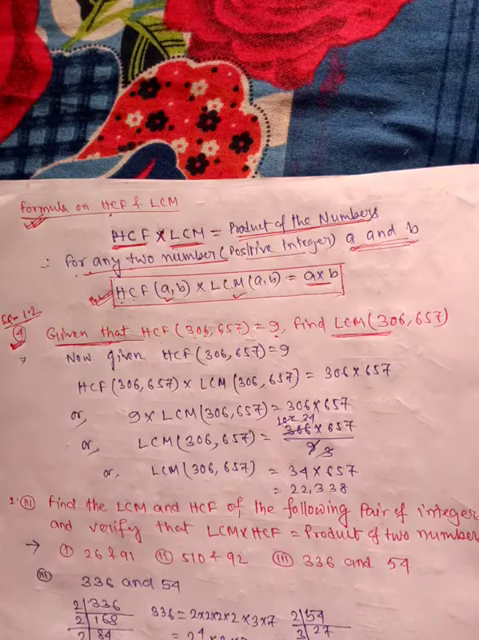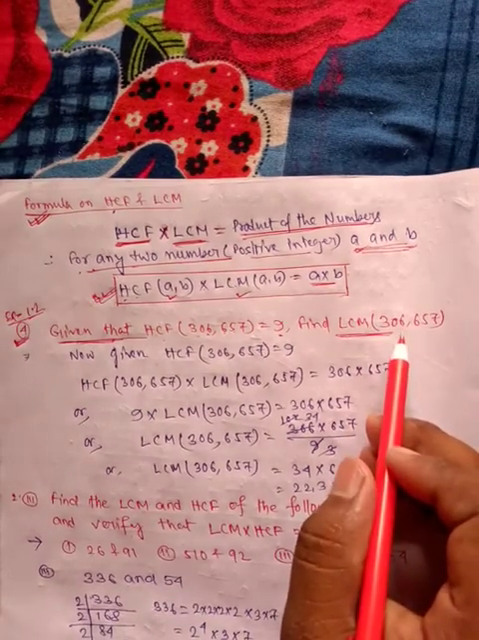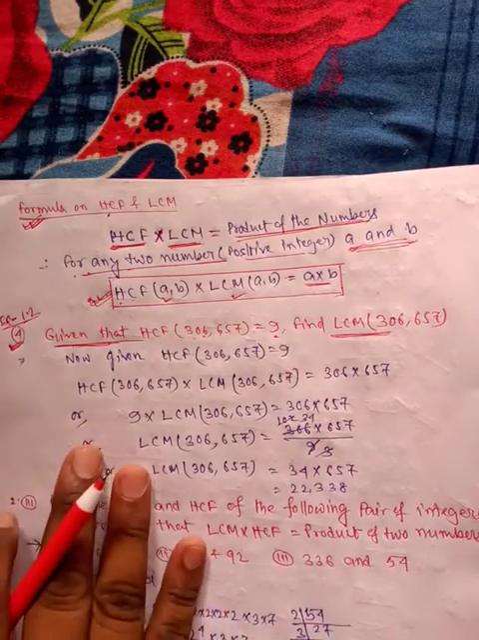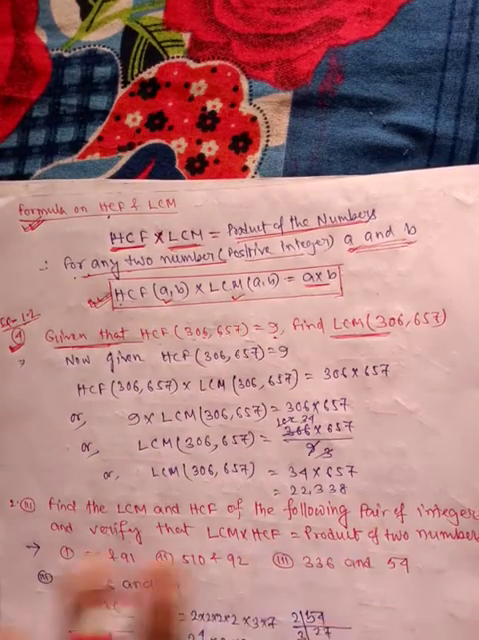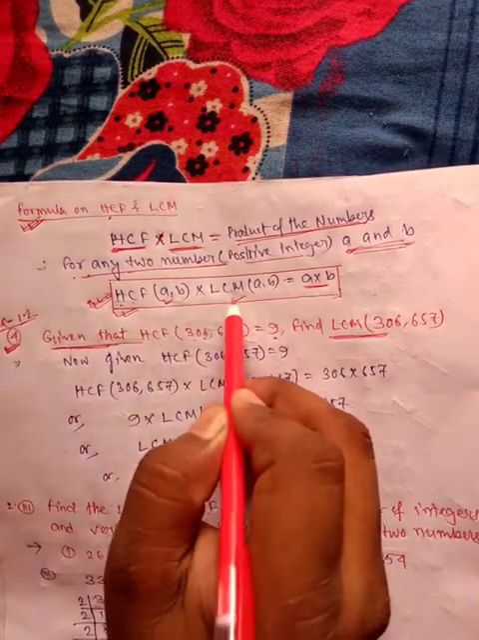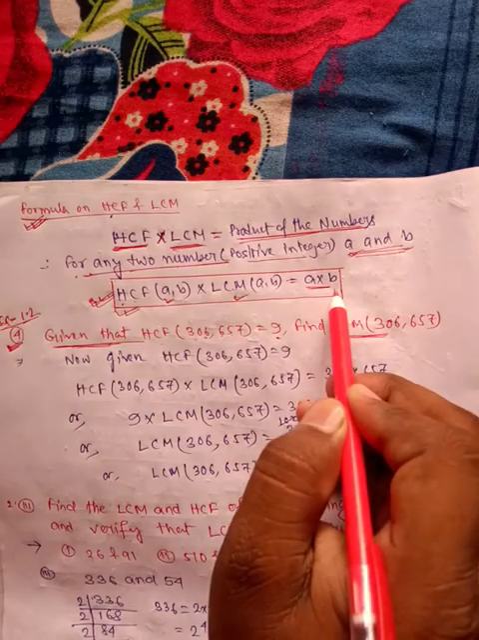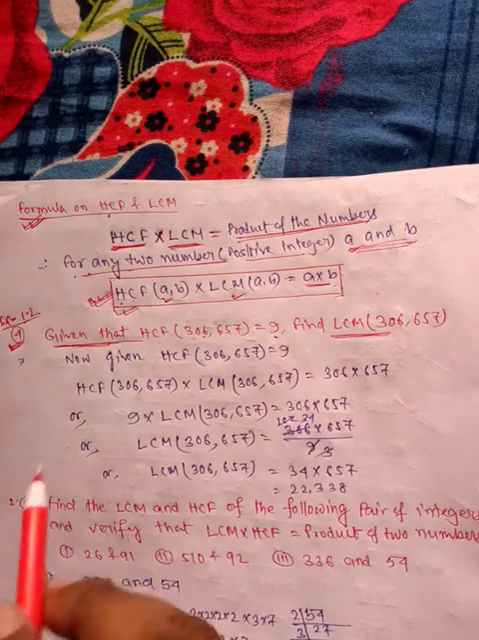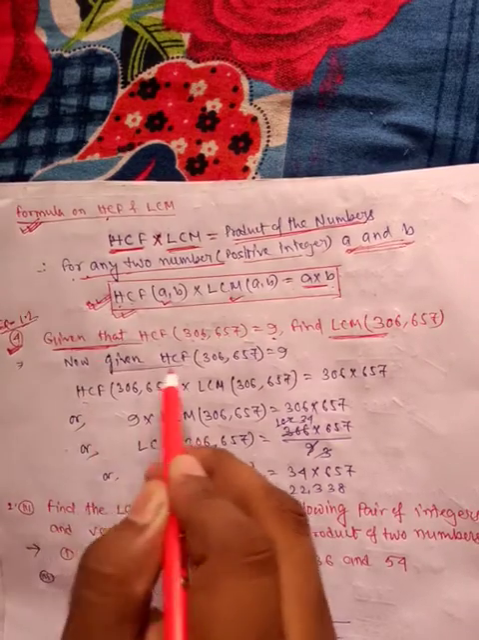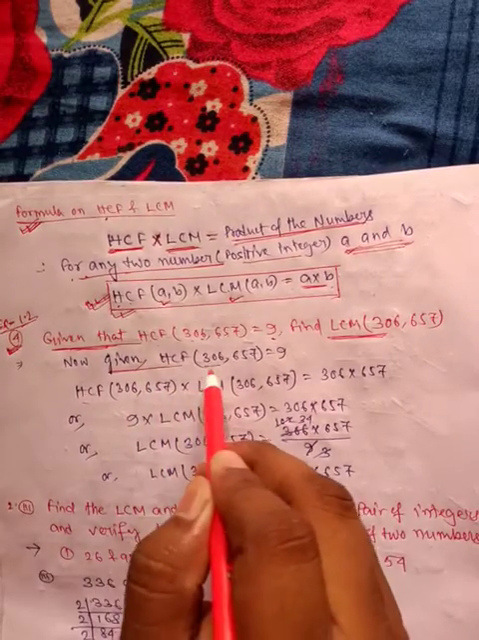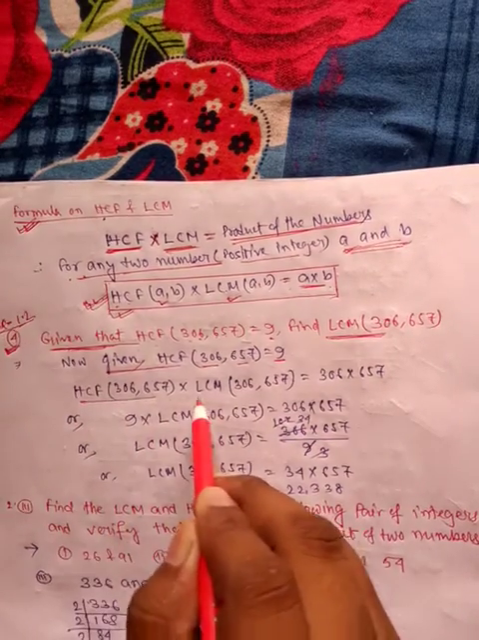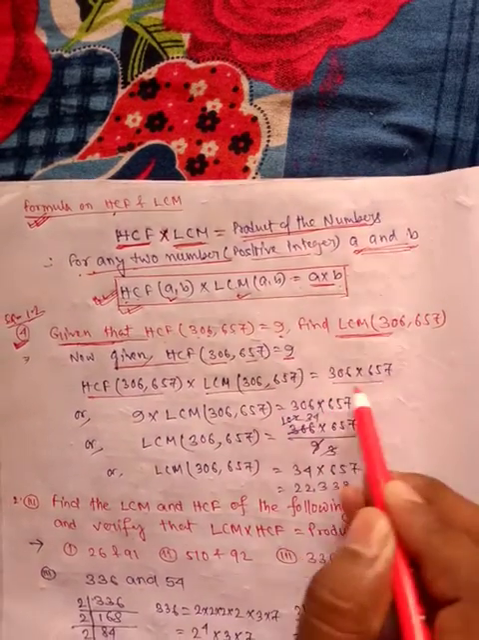If you find the LCM of these two numbers by prime factorization, it will be a long process. You have to first find the prime factorization, then the common factors, then the LCM. But using the formula HCF into LCM equals the product of the numbers, I will find the LCM. The HCF of these two numbers is 9, as given.